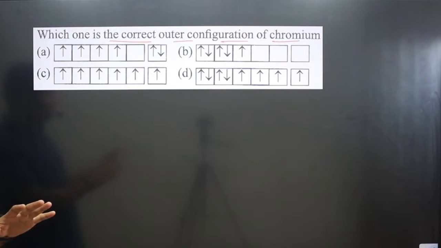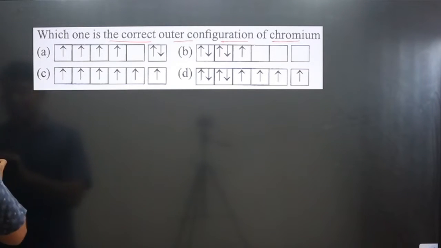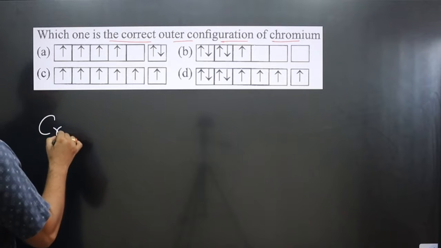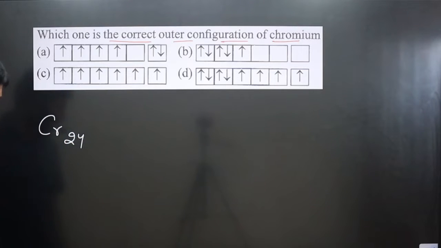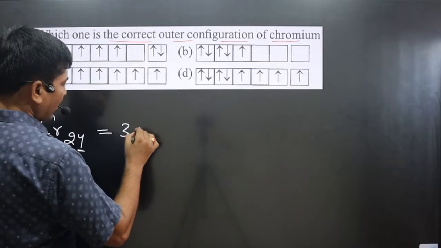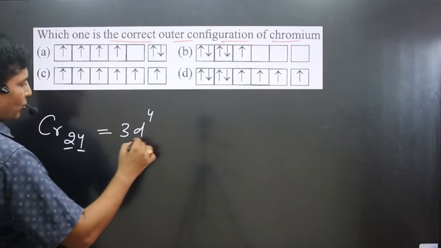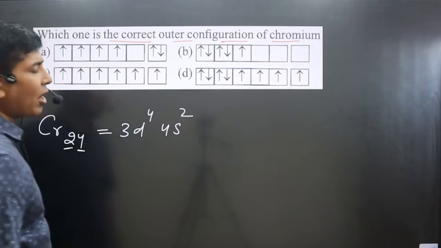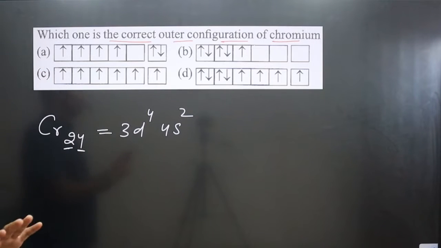Okay, first we write down the outermost electronic configuration. The element we have is chromium, Cr, and its atomic number is 24. When we write the outermost electronic configuration, 4 will go to the d orbital and 2 will go to the s orbital. This is what the outermost electronic configuration is supposed to be.